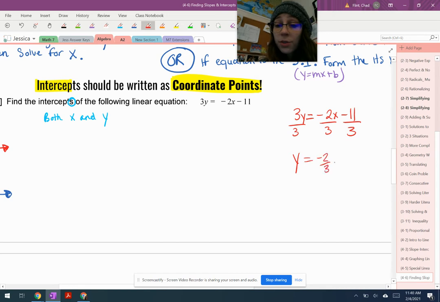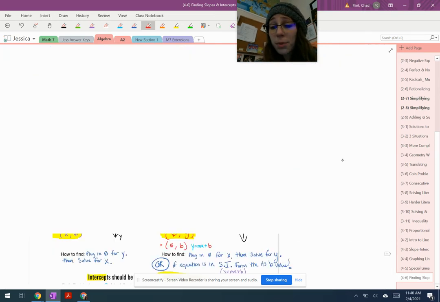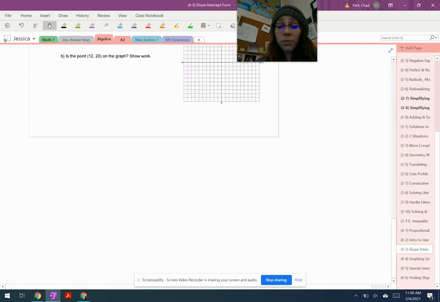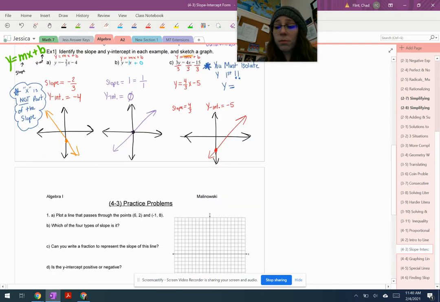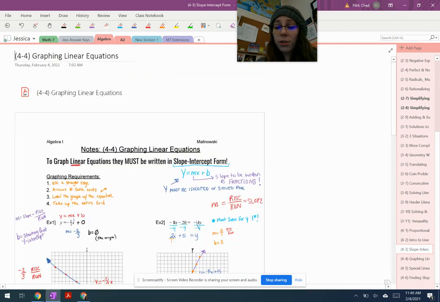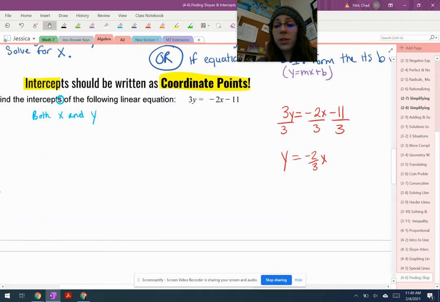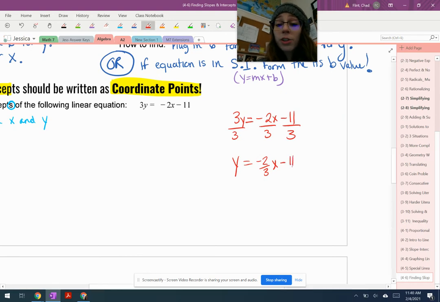Negative 2/3 x and negative 11 divided by 3 is definitely going to be a nasty, nasty number. Oh, we jumped to a whole different page. Okay, there we go. Sorry. So I'm going to keep that fraction as the negative 11 over 3.